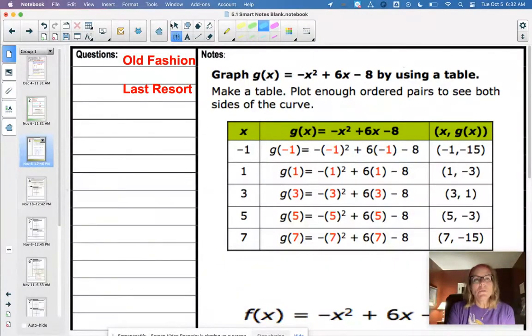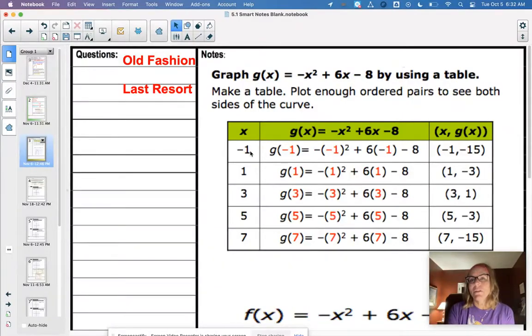So we're talking about here the old-fashioned last resort. It's saying graph g of x equals negative x squared plus 6x minus 8 by using a table. Make a table, plot enough ordered pairs to see both sides of the curve. This is what we're talking about. We're not going to use that. We're going to use what we know about transformations to graph our quadratic functions. But here, this is the last resort because it takes a lot of time and there's more room for error.